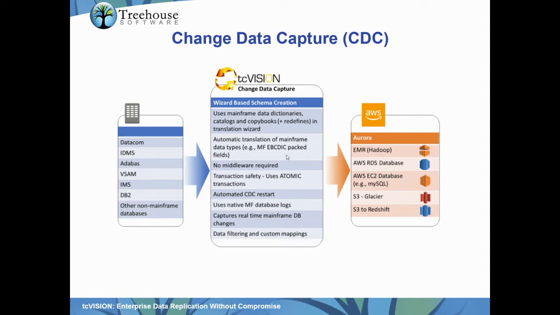The other thing to call attention to for change data capture is this bullet point here, transaction safety. What we mean by this is that tcVISION is only sending transactions that were committed on the source side to the target. So if you have rollbacks taking place, tcVISION is just going to throw that stuff away.